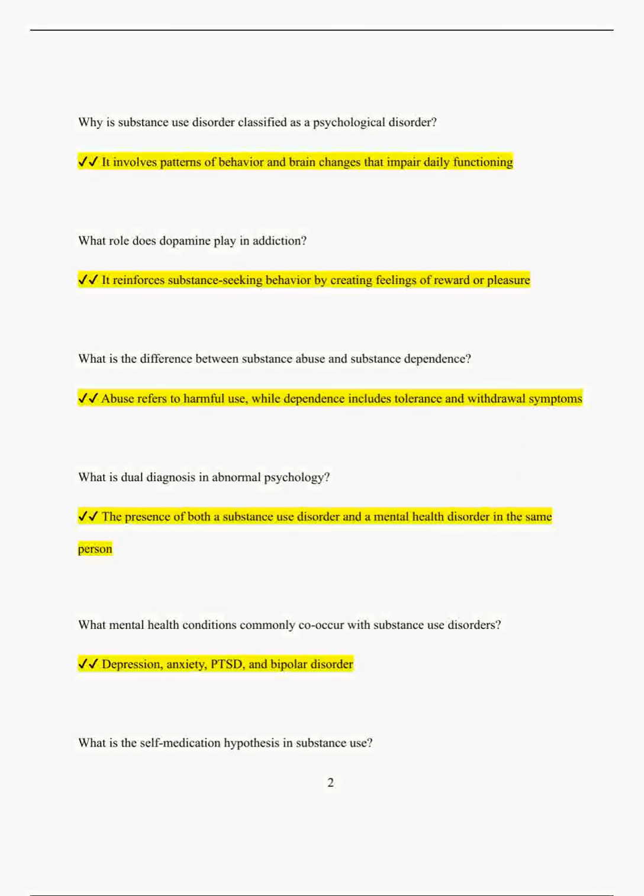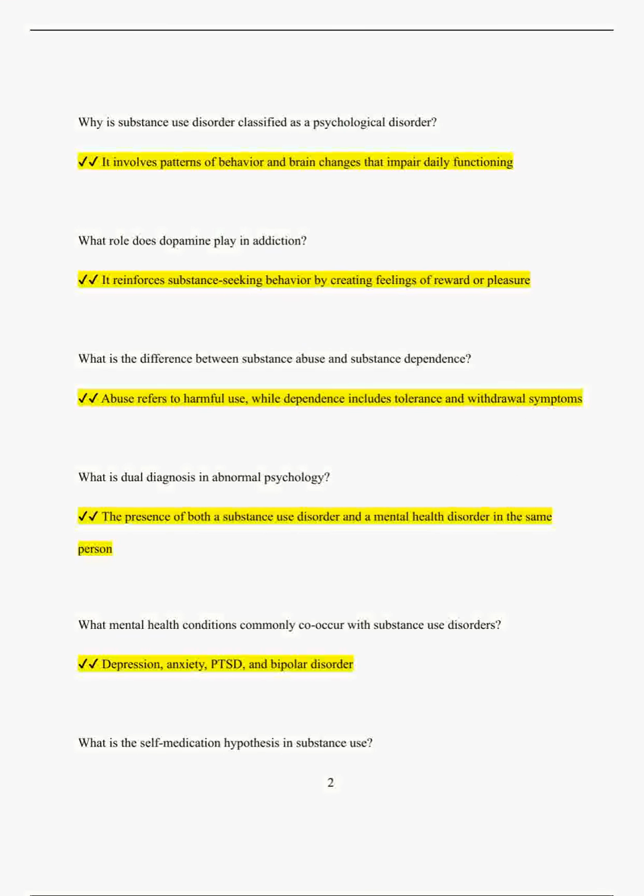What is dual diagnosis in abnormal psychology? The presence of both a substance use disorder and a mental health disorder in the same person. What mental health conditions commonly occur with substance use disorders? Depression, anxiety, PTSD, and bipolar disorder.